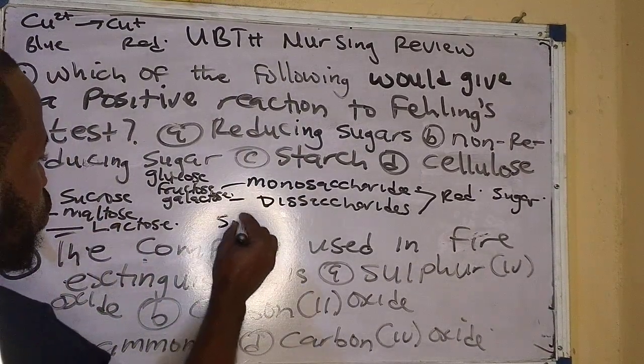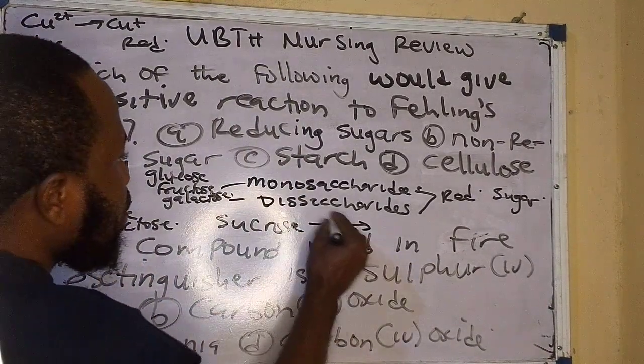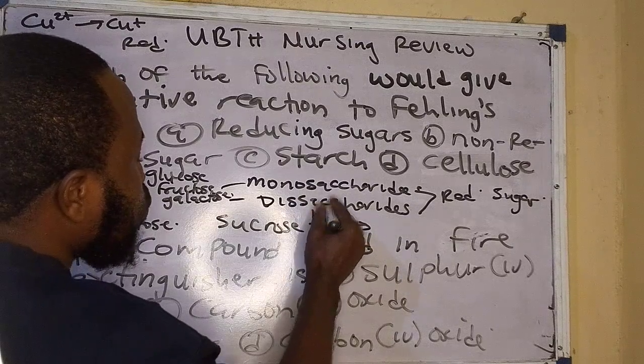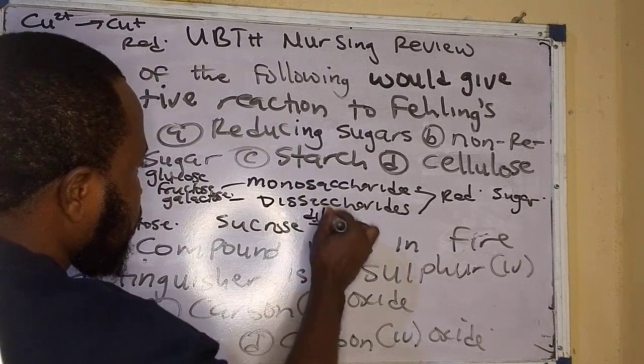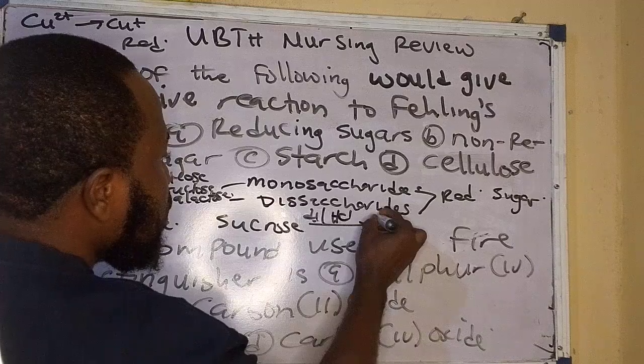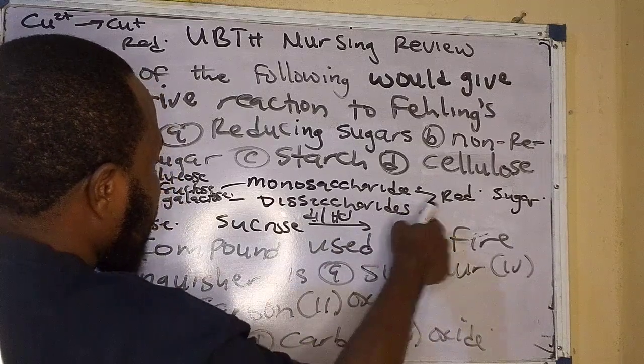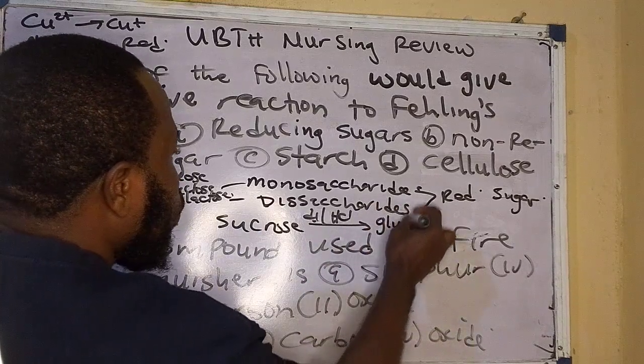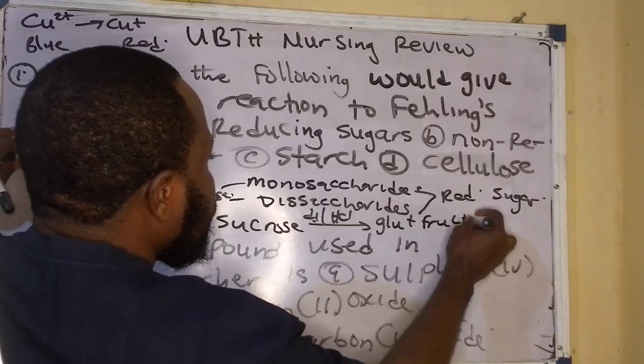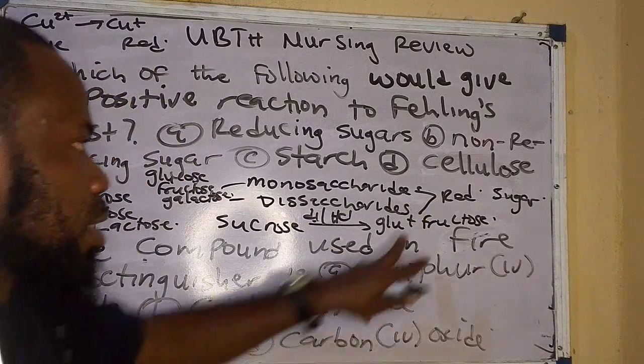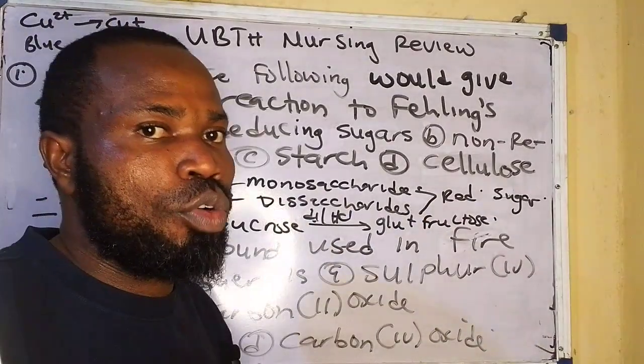So if sucrose, let me write it here, is hydrolyzed with dilute HCl, pardon me, it will give me the two molecules that form the two monosaccharides that form the sucrose, which is glucose and fructose. So from this instance now, of course, I can now use any solution to test for it.